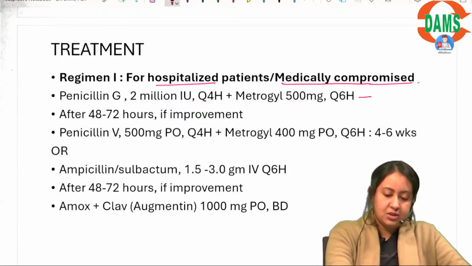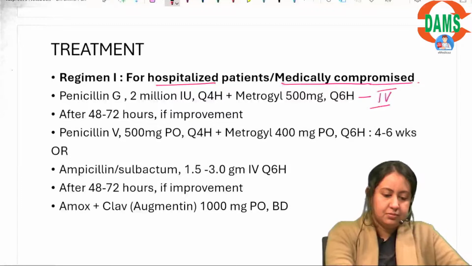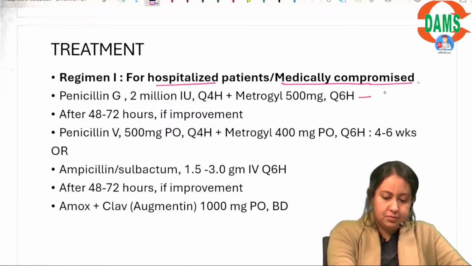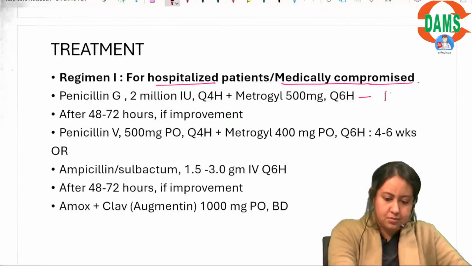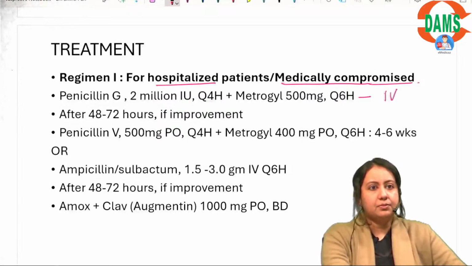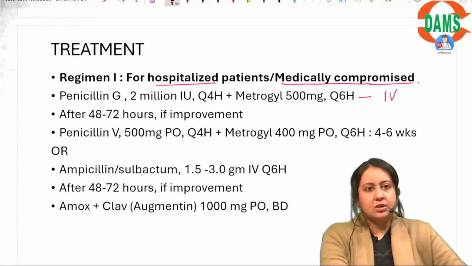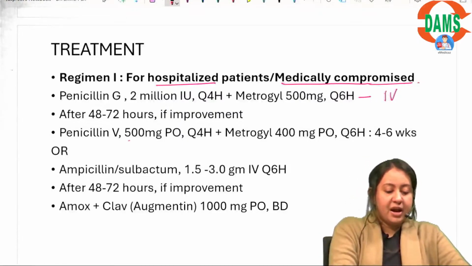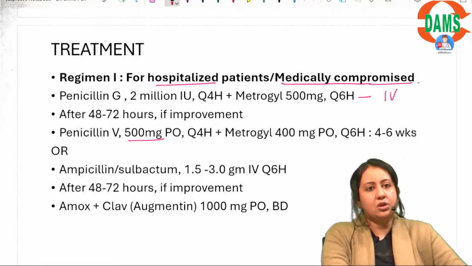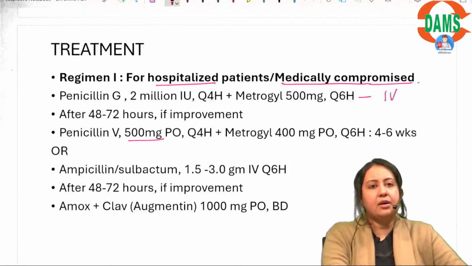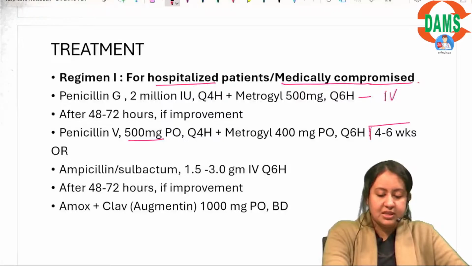So this is IV. Now after 48 to 72 hours of administering these doses, if there is improvement, you can switch to oral. That is penicillin V 500 milligram per orally every 4th hourly, along with metrogel 400 milligram per orally every sixth hourly for 4 to 6 weeks.